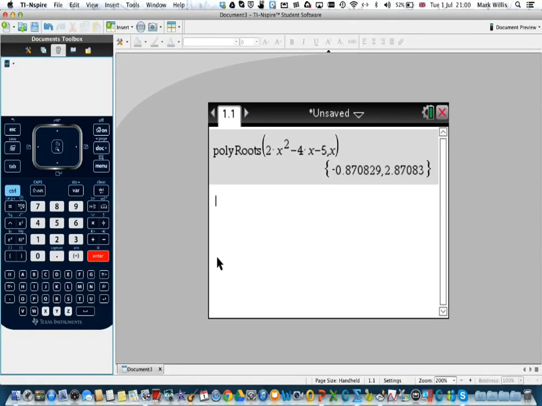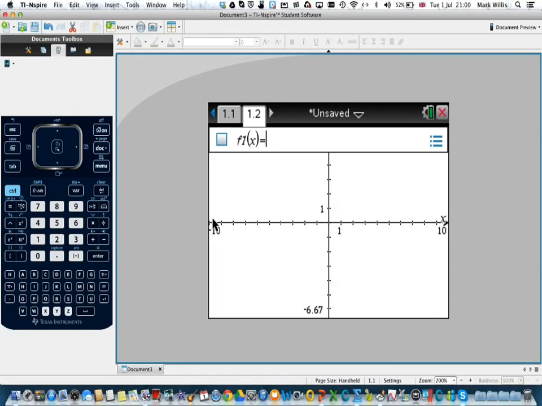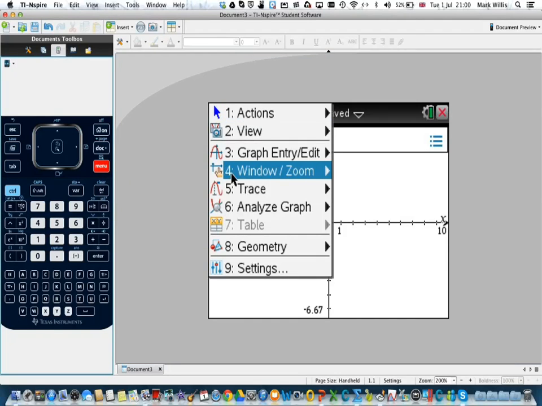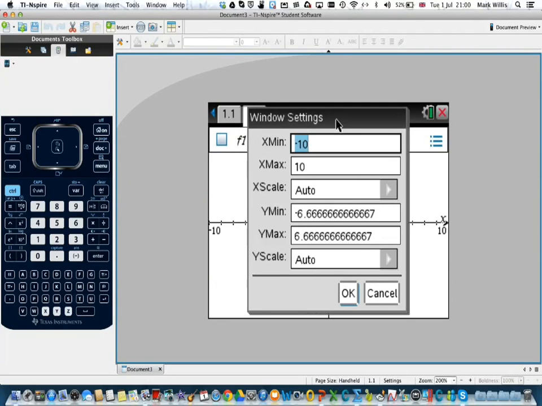So if we go back to the home screen, which is this one, and select the graphing mode, which is this one here. First of all, I'm going to set the view window by going to menu, window zoom, and select number 1, window settings. Because I've done this before, I'm just going to set them to values that I know, but you can play around with it. So minus 2 will be the minimum for x, and 3 will be the maximum. The y minimum I'm going to change to minus 8. I'm going to leave the y maximum.